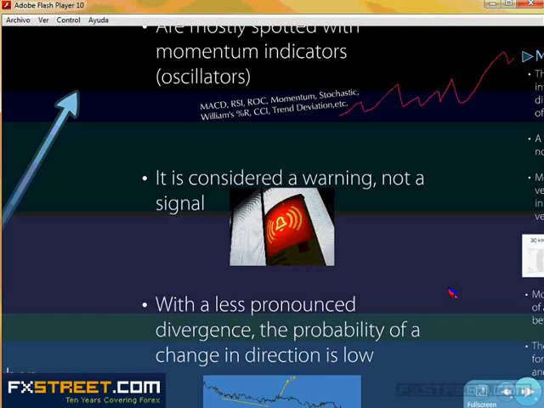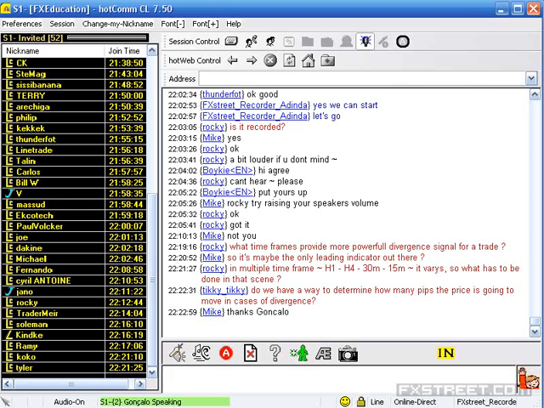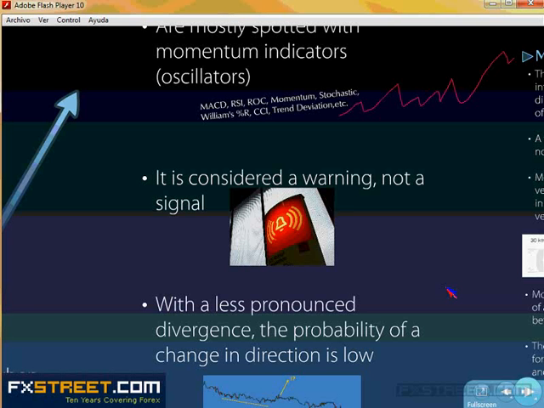There's one more question. Do we have a way to determine how many pips the price is going to move in cases of divergence? No, divergence is not telling you the magnitude of the ensuing movement. So that is not information that you can gather from a momentum divergence. Because what you are identifying with a divergence is a weakening price structure. It means that prices have gone higher with less strength, and price is decelerating.